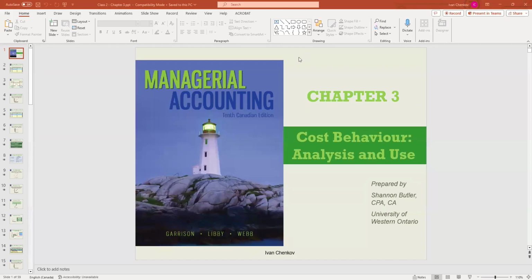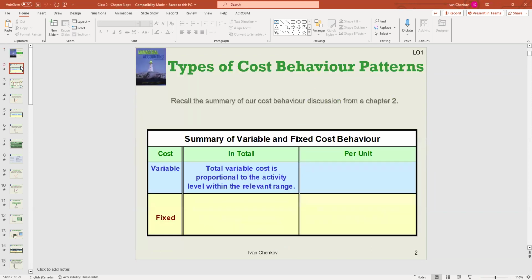Okay, that's chapter 3. On chapter 3, I'm going to spend time on the cost behavior, and we're going to look at those costs a little bit closely. As we said from the previous chapter, the costs behave two ways, as a variable and as a fixed cost. Now, in total, we're going to measure the cost in total, and we're going to measure the cost per unit.